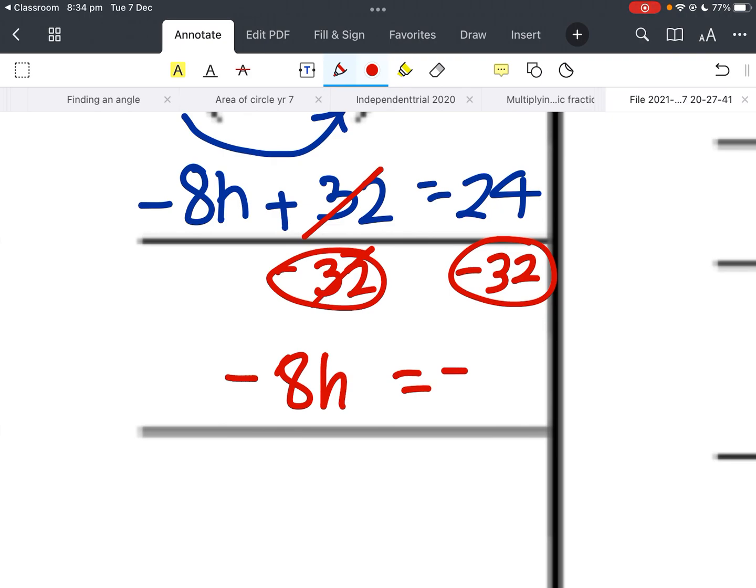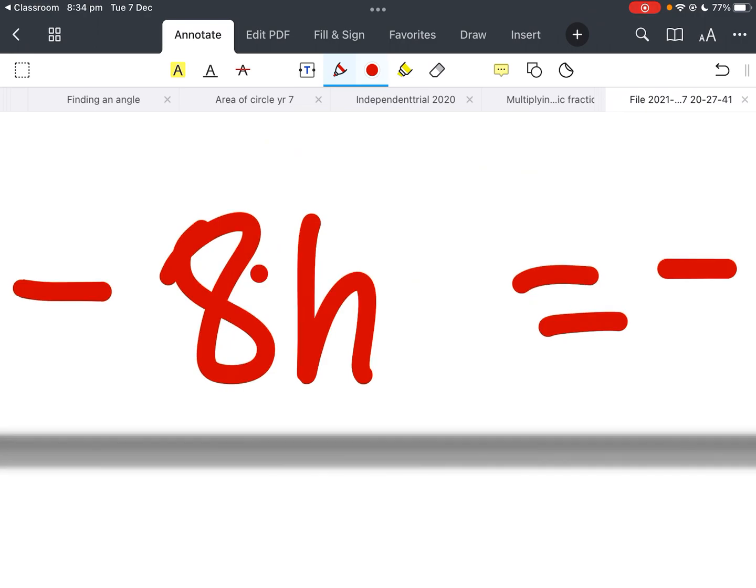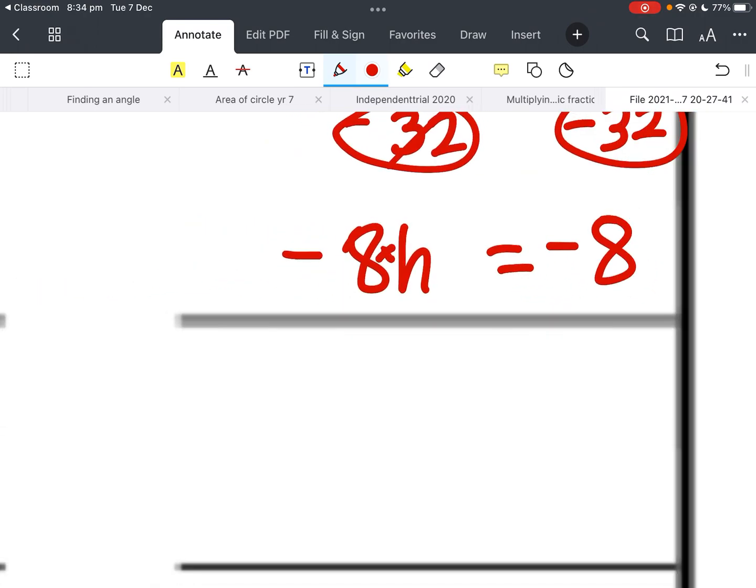Start at 24 on the number line and jump back towards the negatives 32 places. Where do you end up? 32 take away 24, I believe, is 8. Okay, and because the bigger number is negative, I know that my answer is going to be negative. So now I've got negative 8 times h. That's what that means, right?